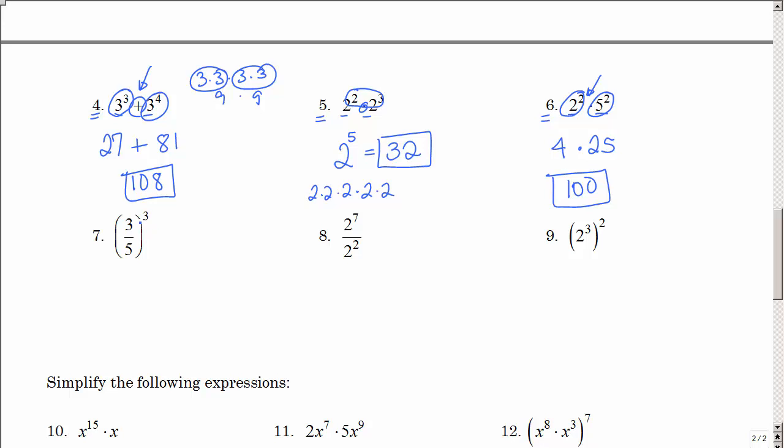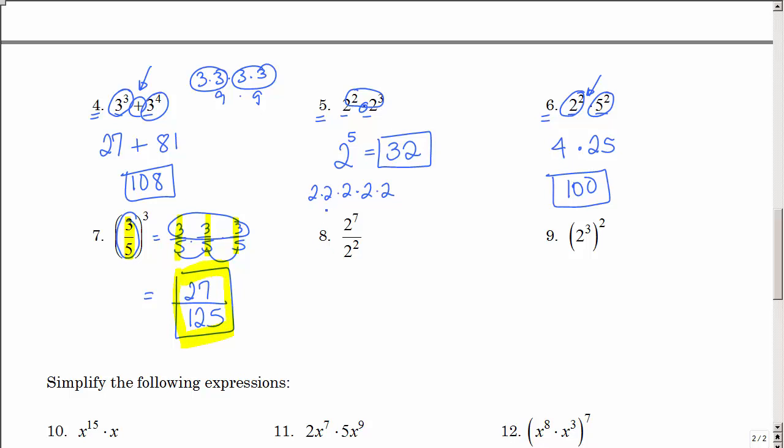Now number 7, what is this? This is the base. This means 3/5 times 3/5 times 3/5. Well, it's going to be a fraction. You multiply those on top. Well, we've done that 2 other times. 3 times 3 is 9, times 3 is 27. On the bottom, 5 times 5 is 25, times 5 again is 125. And it's not going to reduce because the base couldn't reduce. None of those reduced. So this is the final answer.